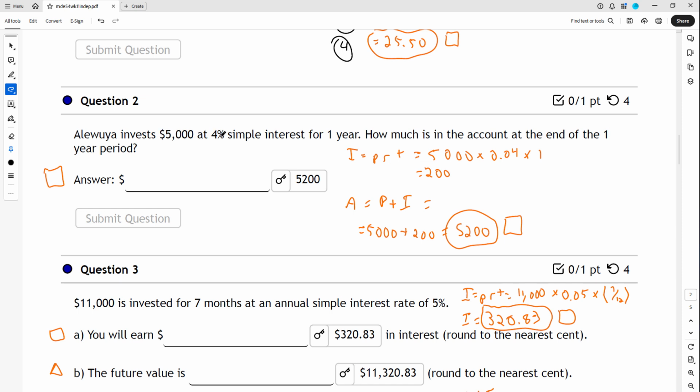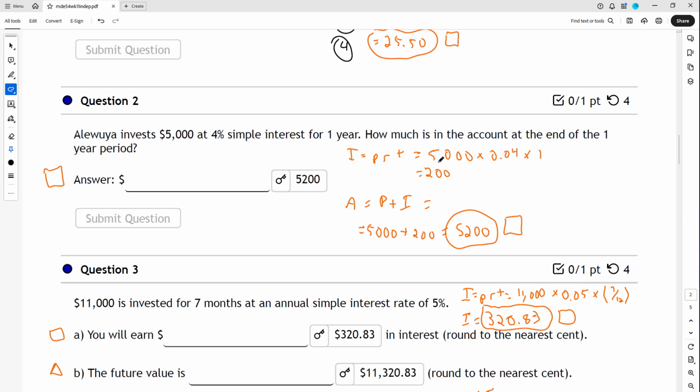Invest $5,000 at 4% simple interest for 1 year. How much is in the account? At the end of a 1 year period, I'll be using two formulas. Future value formula, where the principal is plus the interest, and simple interest formula, I is equal to PRT.